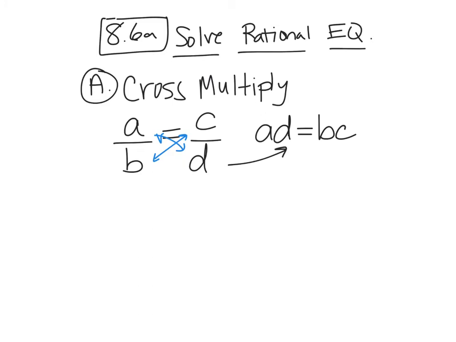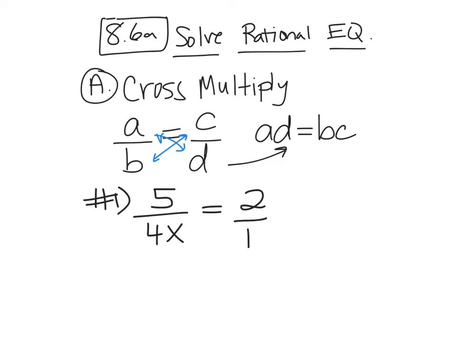Number 1. We're going to solve for x. So 5 over 4x is equal to 2. Now, I did mention that it's a fraction equal a fraction when you cross-multiply, but sometimes things aren't fractions, but you can always get them to be a fraction. For example, 2 is the same thing as 2 over 1. So I have 5 over 4x equals 2 over 1.